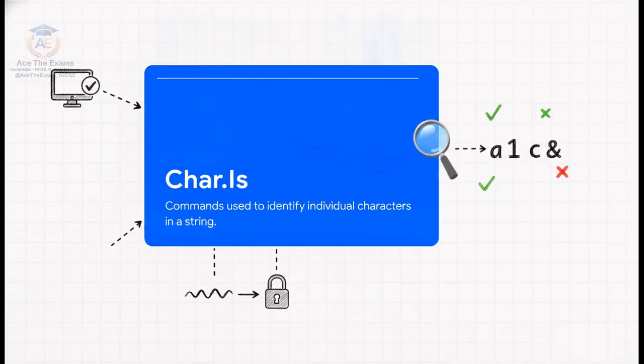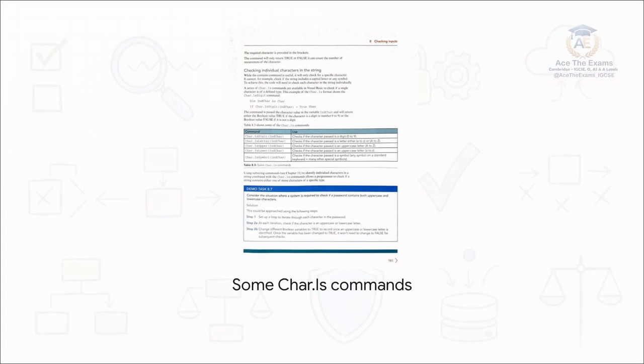Now, while we are checking data types, we often need to validate highly specific formats, especially when dealing with text. This requires checking the individual characters within a string. Remember, a string is really just an array of characters, and commands like Char.Is allow us to iterate through a string and identify exactly what type of character sits at every single position. This is incredibly important for enforcing complex validation criteria. Here are the specific command variations you absolutely need to be familiar with.